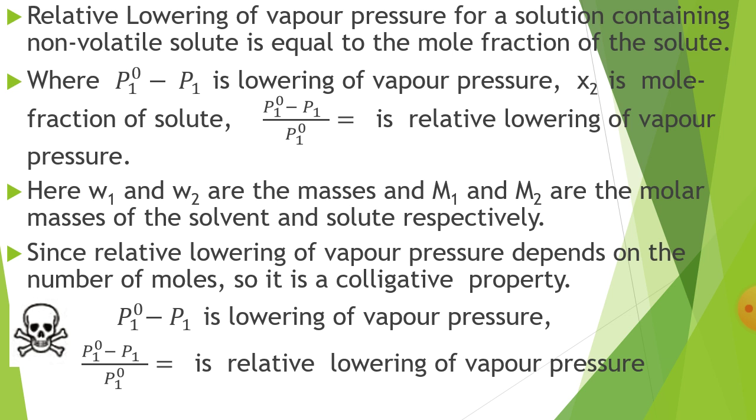Since relative lowering of vapor pressure depends on the number of moles, it is also known as a colligative property. Sometimes a question asks, how can you say that relative lowering of vapor pressure is a colligative property? So you can write the formula and show that it relates to the number of moles, that is, the mole fraction. That's why it is a colligative property.